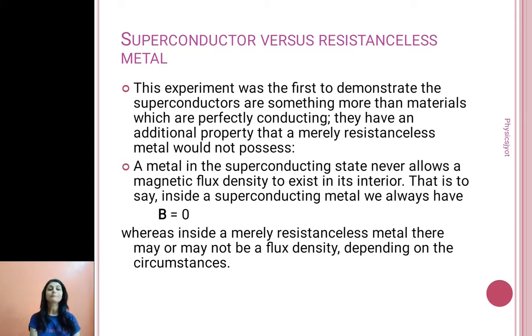What is that property? A metal in the superconducting state never allows a magnetic flux density to exist in its interior. That means inside a superconductor the magnetic flux density B is 0. Whereas in a resistance-less metal with zero resistance, the magnetic field may be 0 or it may not be 0. So this is the basic difference between a superconductor and a resistance-less metal.